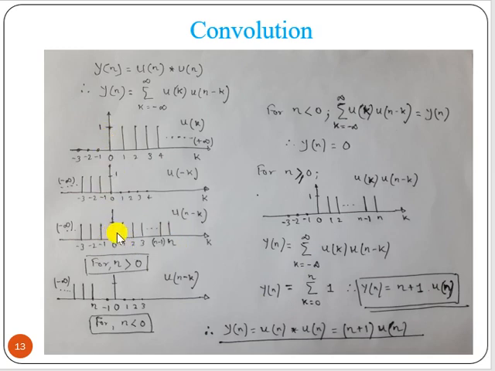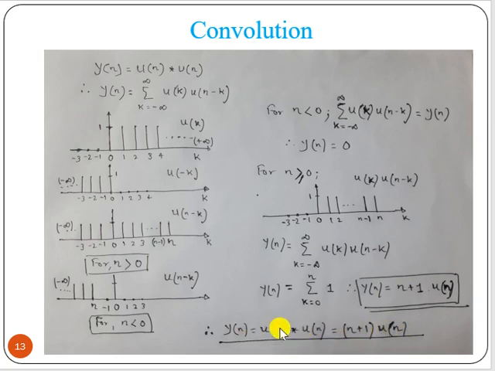At position 0, 1 into 1; at position 1, 1 into 1; 2 into 1; 3 into 1; it will go up to n. So it is the summation of 1 from 0 to n, because u[k] is 1 and u[n - k] is also 1, since this is the unit step response and the magnitude is 1. So the summation for k equal to 0 to n of 1. Now what is the result of that? If you sum 1 n times, that will be n. But we have k equal to 0 also, which is one more 1. So it is (n + 1) into u[n]. So the convolution of u[n] with u[n] gives the result (n + 1) u[n].